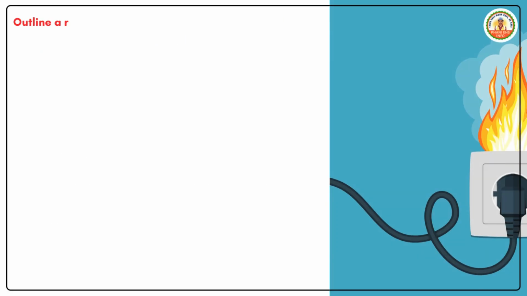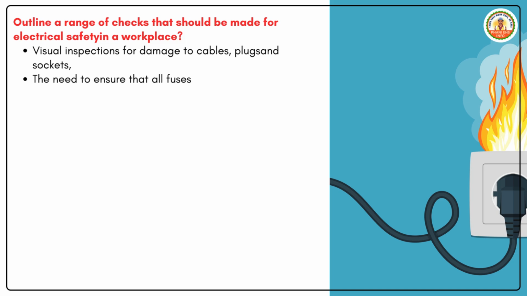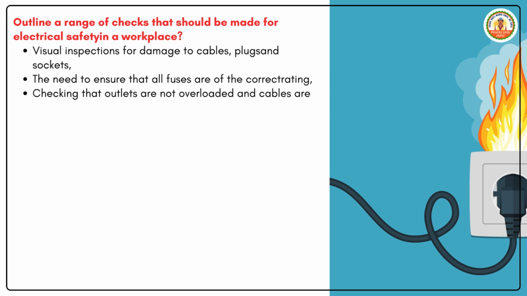Outline a range of checks that should be made for electrical safety in a workplace. Visual inspections for damage to cables, plugs and sockets. The need to ensure that all fuses are of the correct rating. Checking that outlets are not overloaded and cables are not coiled or in vulnerable positions where they might suffer damage.